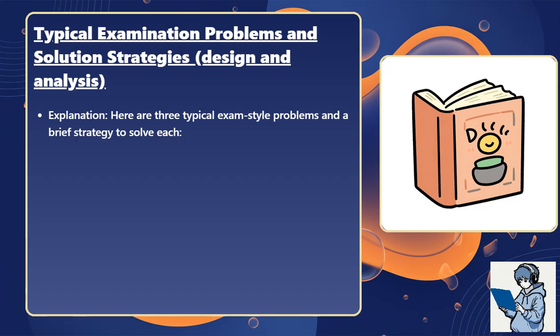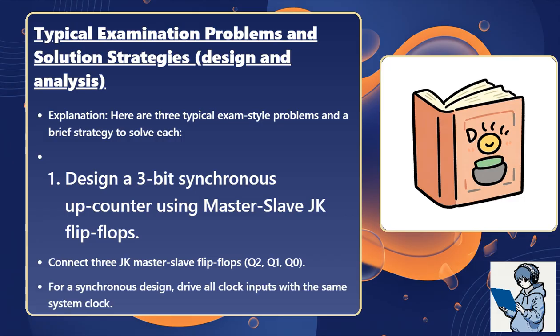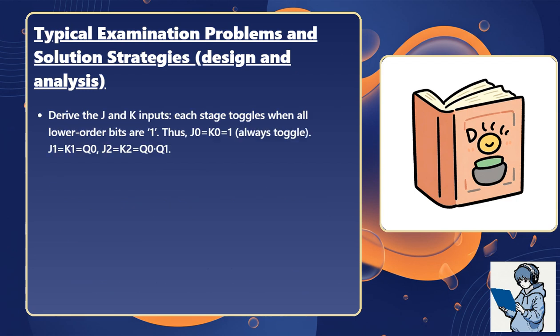Explanation: here are 3 typical exam-style problems and a brief strategy to solve each. Number 1. Design a 3-bit synchronous up counter using master-slave JK flip-flops. Connect 3 JK master-slave flip-flops Q2, Q1, Q0. For a synchronous design, drive all clock inputs with the same system clock. Derive the J and K inputs. Each stage toggles when all lower order bits are 1.